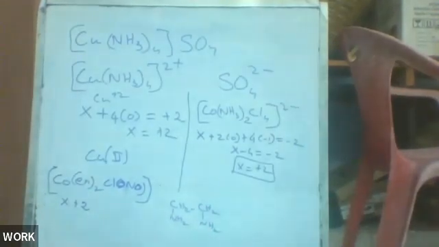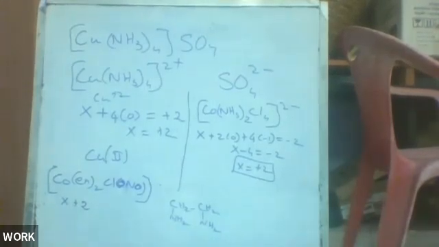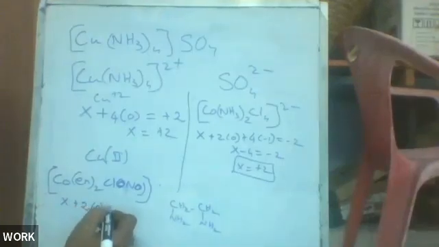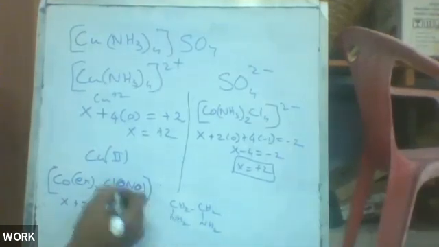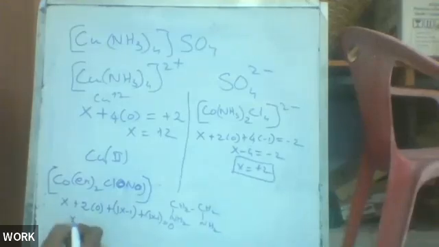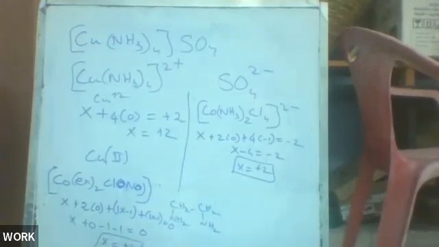So it can donate both the sides. Correct? It's a bidentate ligand, but it's a neutral ligand. That's why 0, plus 1 chlorine, 1 into minus 1, plus ONO nitrito, 1 into minus 1, is equal to 0. Then tell me, X plus 0 minus 1 minus 1. So X equal to plus 2.